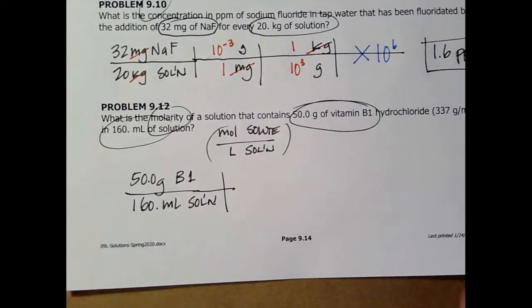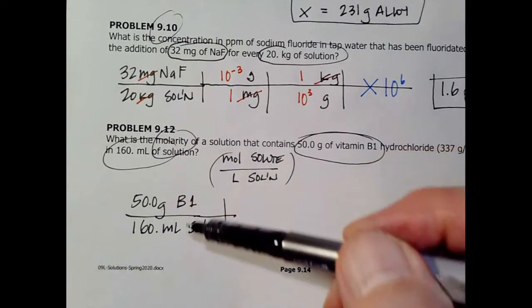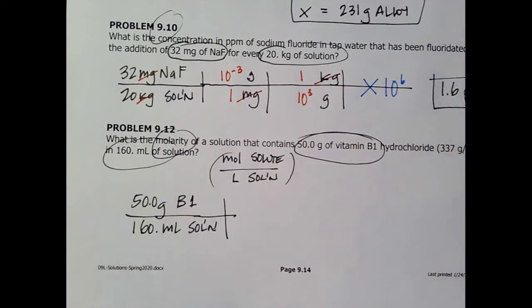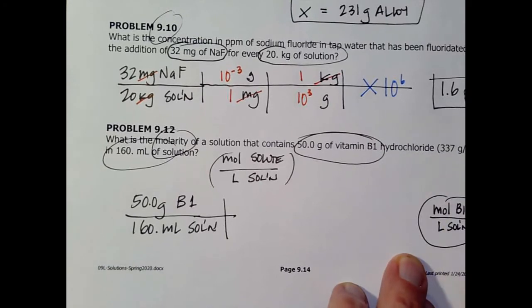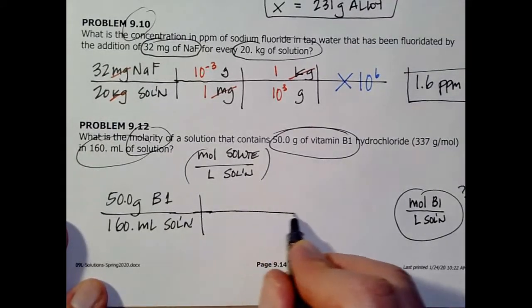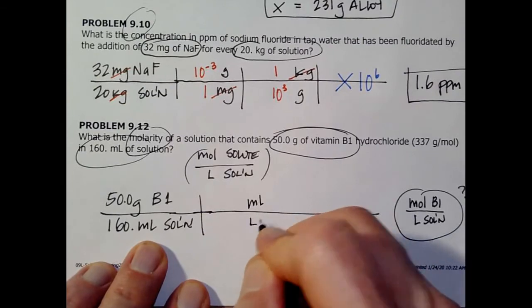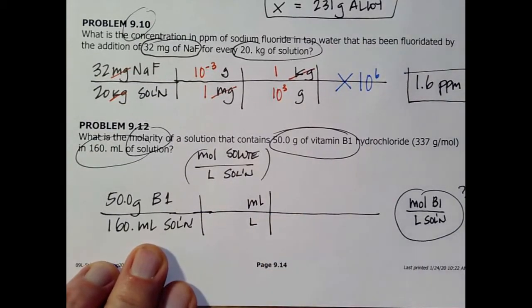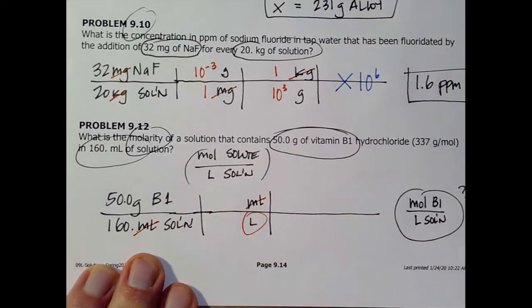Now, I don't know where I'm going to go with this, but I know that concentrations are always solute over solution. For molarity, then, I'm trying to get to moles of B1 per liter of solution. That's what I'm trying to get to. So, I play this game. Let's see, I could go milliliters, liters. And that would get rid of that. And bingo, I've got liters.